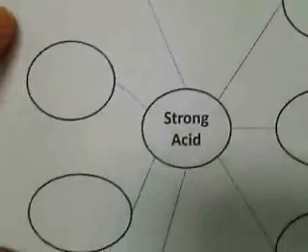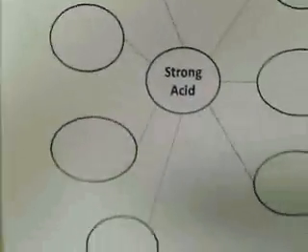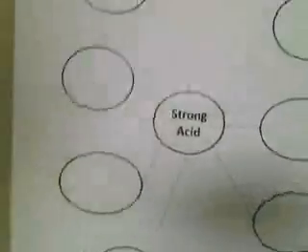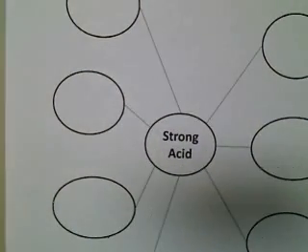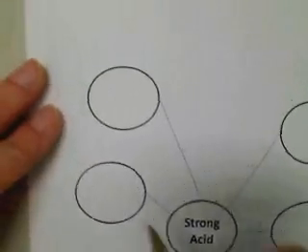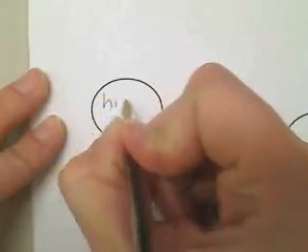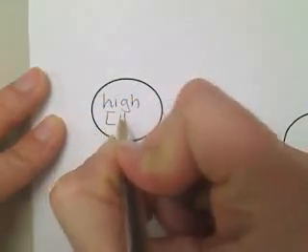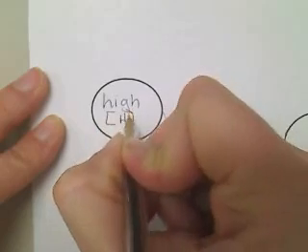For right now, we're going to talk about your strong acids. We said that these dissociate or ionize 100%, which means they break up completely. So this means you're going to have a high concentration of H+.